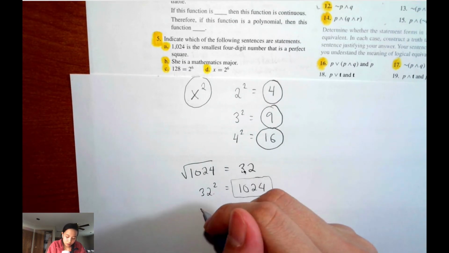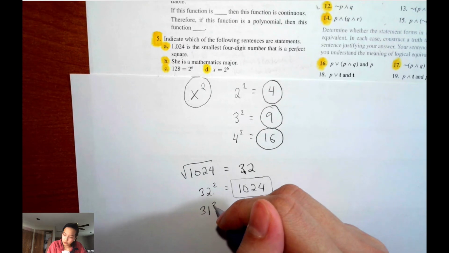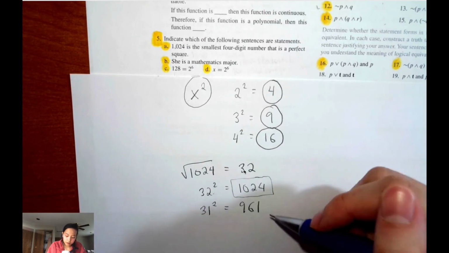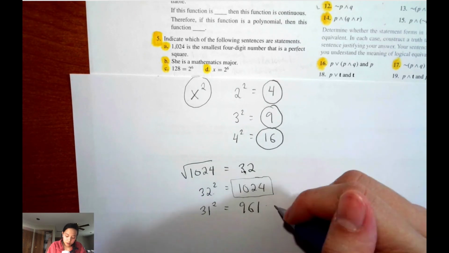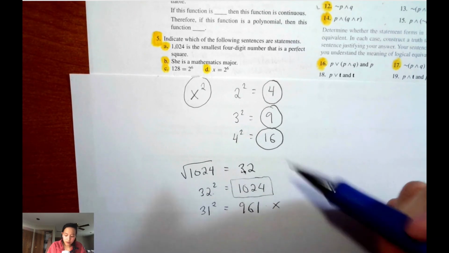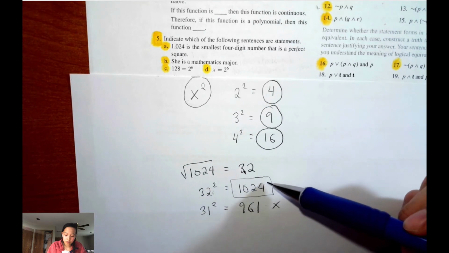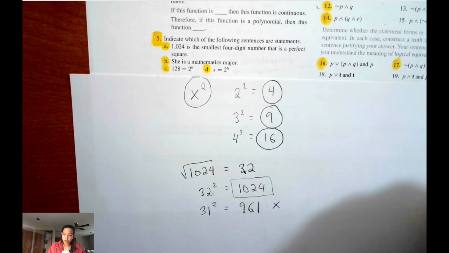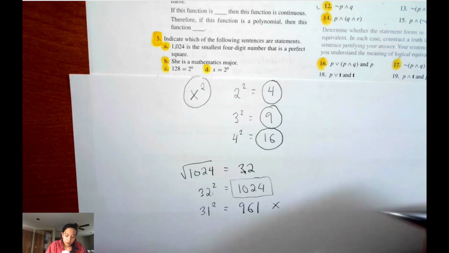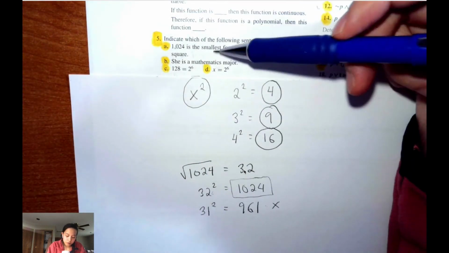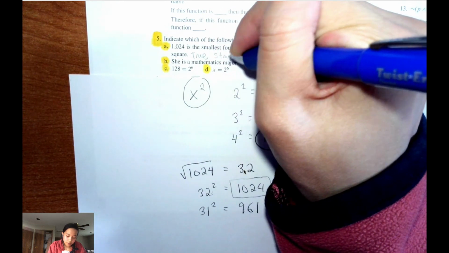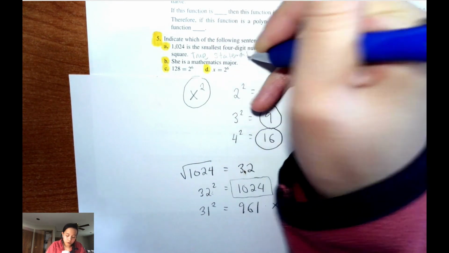So let's try 31. 31 squared is equal to 961. That does not have 4 digits. So it must be that 32 squared is the smallest 4-digit number that is a perfect square. And this statement then is true, and it's a statement because it's always true.